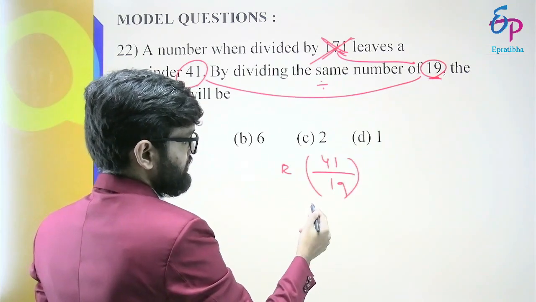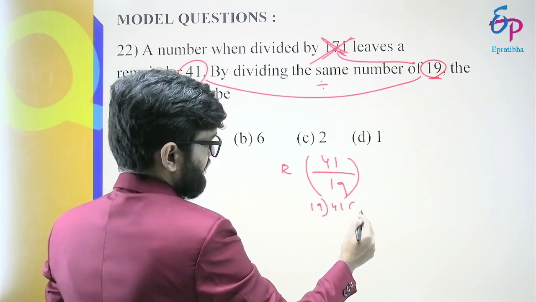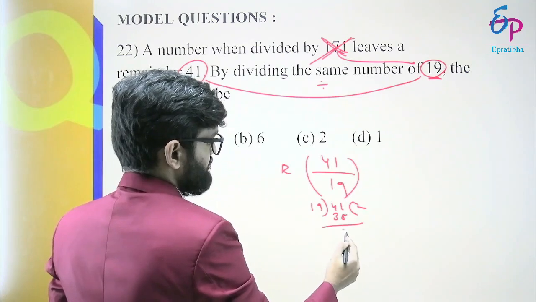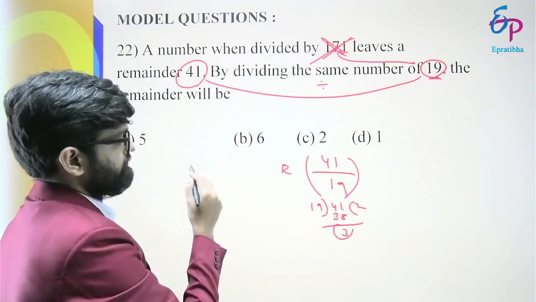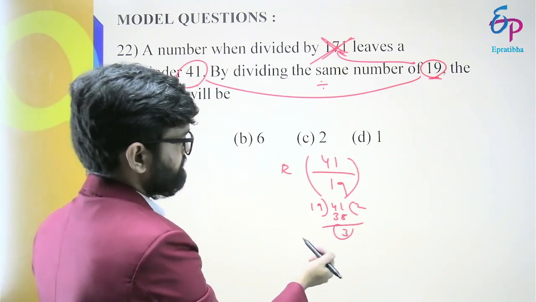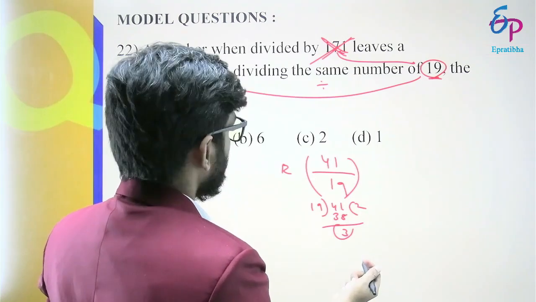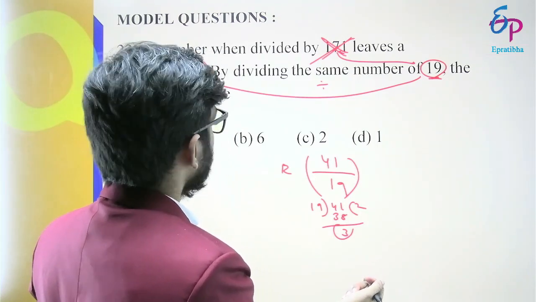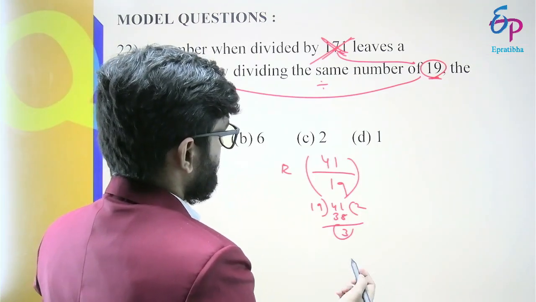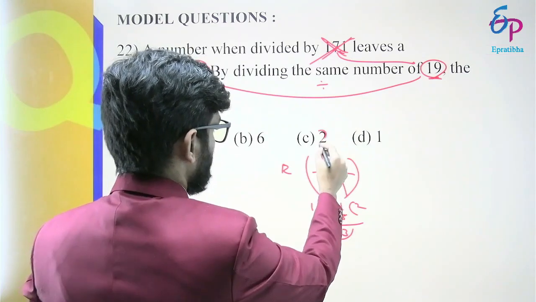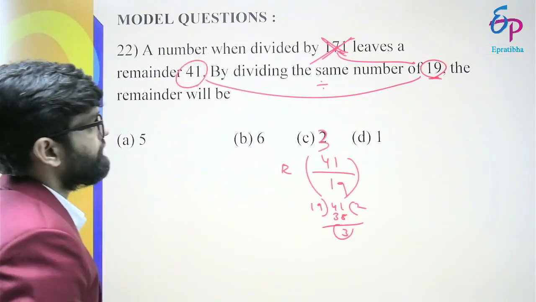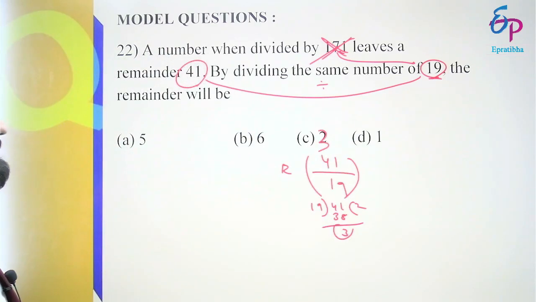Now 19 2s is 38. So how much is the remainder? 3 is the remainder. Sorry, 41 divided by 19, 3 should be the answer. Take this option C as 3. So the remainder of 41 by 19 should be 3.